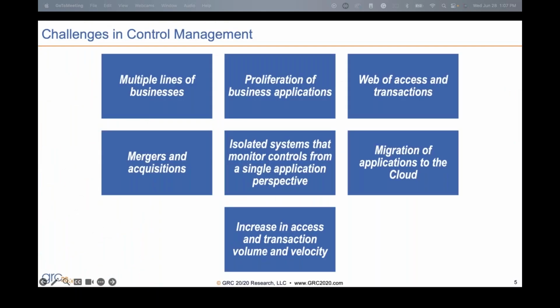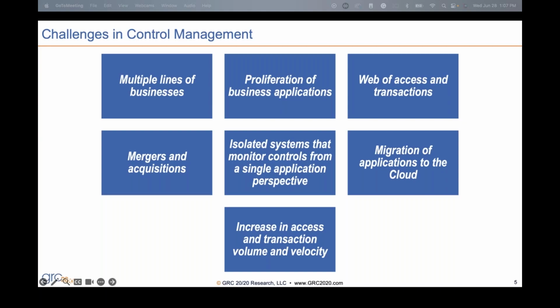Some of the challenges that I see in internal control management is trying to manage multiple lines of business, particularly in a large distributed organization. We have the proliferation of business applications, and many of them in the cloud, and ERP and CRM and so much more, and procurement systems and so forth. This creates a web of access to all these systems and transactions with a complex trail, to be able to see what's happening across different systems, not just within a specific system.